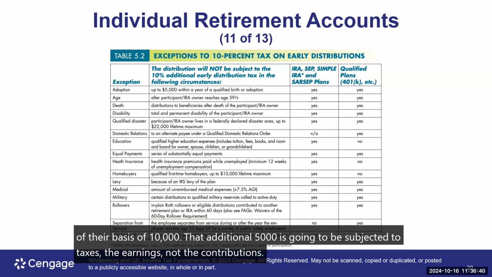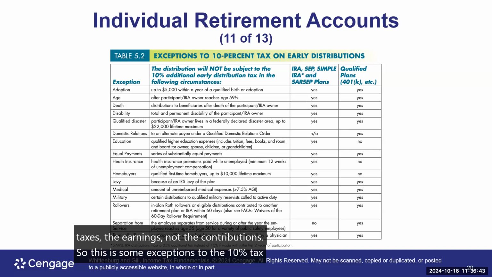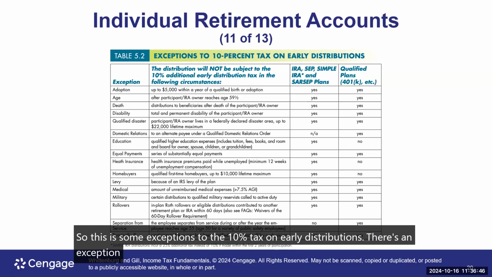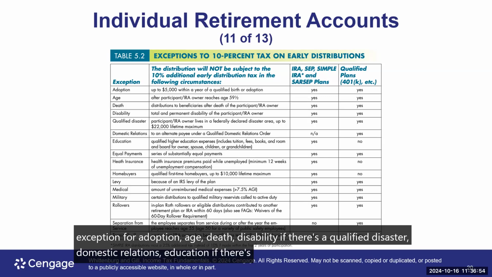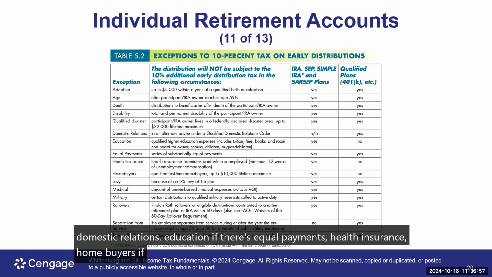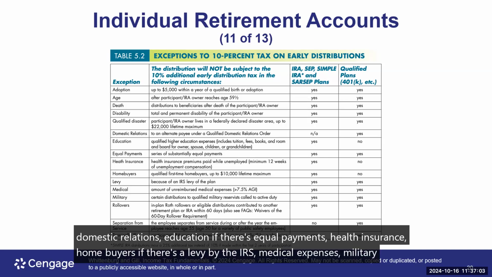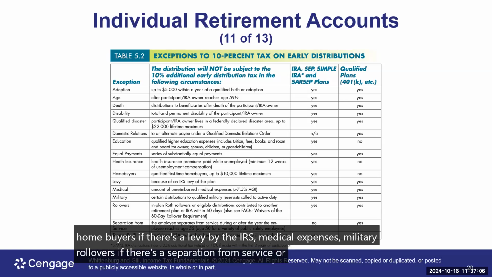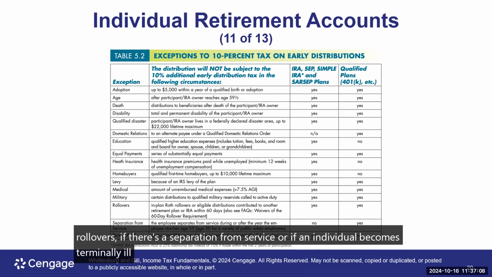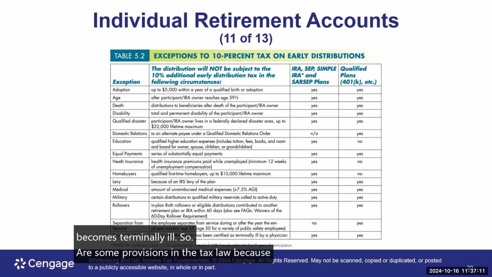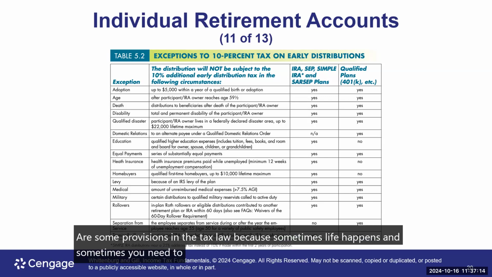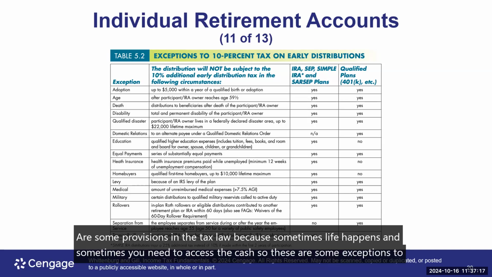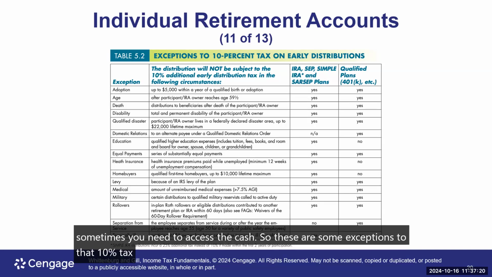These are some exceptions to the 10% tax on early distributions. There's an exception for adoption, age, death, disability. If there's a qualified disaster, domestic relations, education. If there's equal payments, health insurance, home buyers. If there's a levy by the IRS, medical expenses, military, rollovers. If there's a separation from service, or if an individual becomes terminally ill. There are some provisions in the tax law because sometimes life happens and sometimes you need to access the cash. So these are some exceptions to that 10% tax on early distributions.